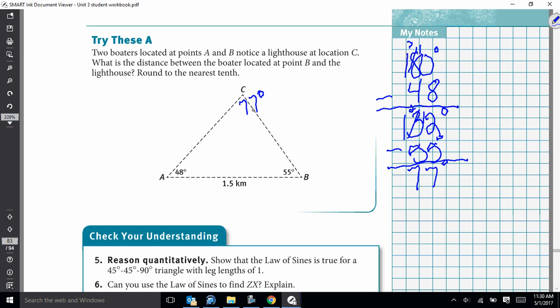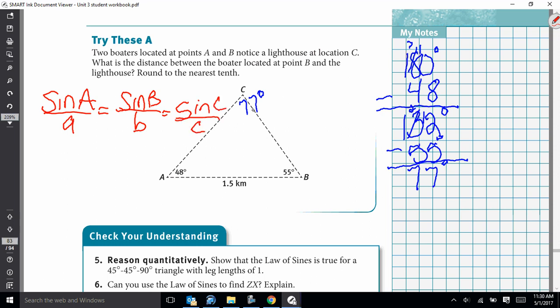All right, so now we're going to use the law of sines. So how do we do the law of sines for this one? We have sine of angle A over A equals sine of angle B over B equals sine of angle C over C. So if I want to find side A here, what would that proportion look like? What's the only side that we're given?